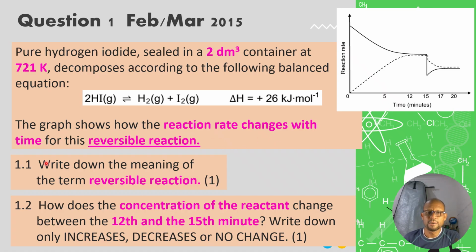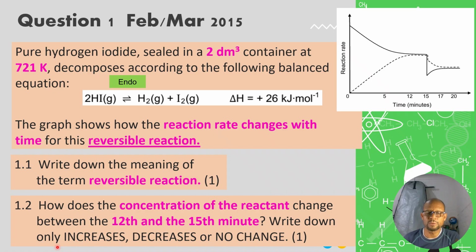Anyway, the second part of this question is: the graph shows how the reaction rate changes with time for the reversible reaction. Question 1.1. Write down the meaning of the term reversible reaction. And that is going to be a basic theory question.